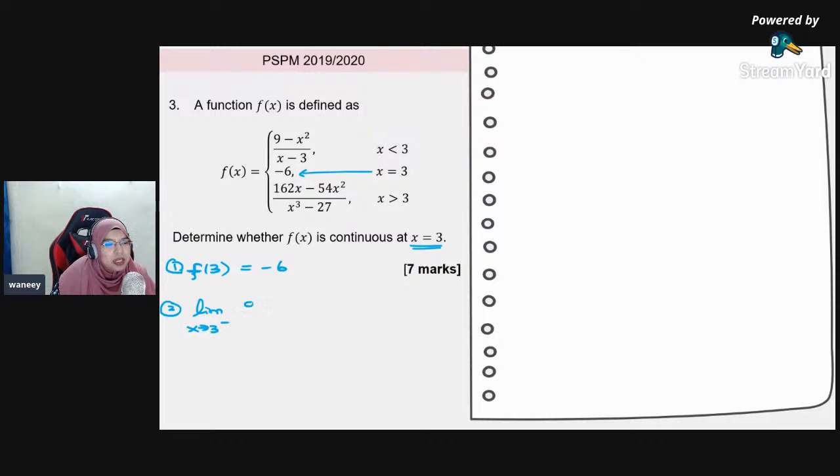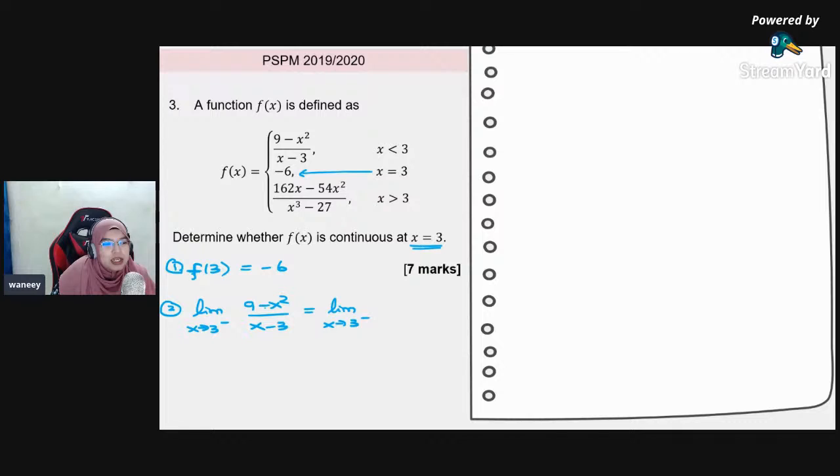So, the function is 9 minus x square over x minus 3. If you try to substitute x with 3, you are going to get 9 minus 9, which is 0. 3 minus 3 again, that is also 0. So, we do end up with 0 over 0. Therefore, we will need to factorize them. So, this is the limit of x approaches 3 on the left hand side.